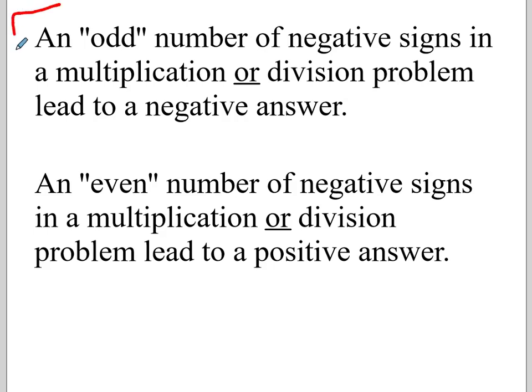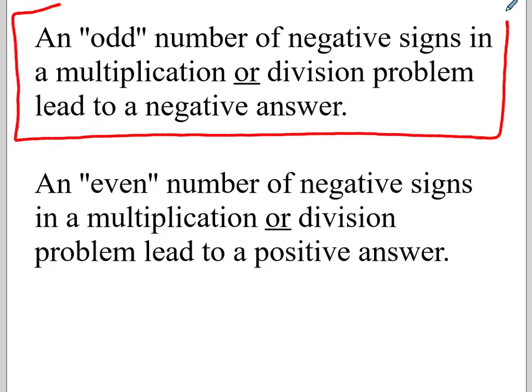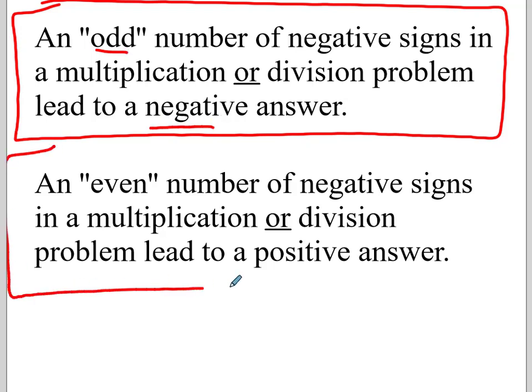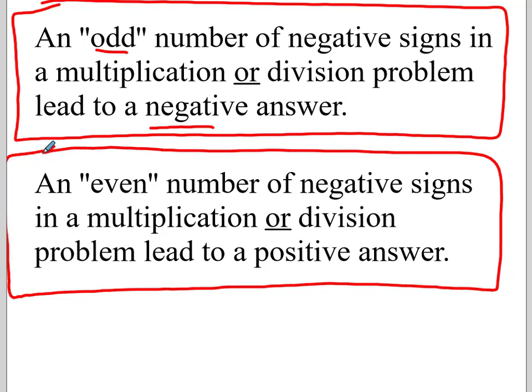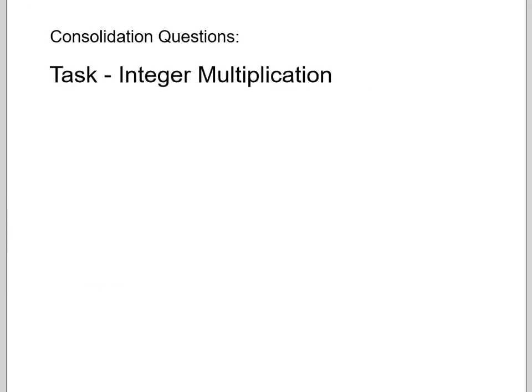I've summarized it here, and I didn't put the big red box around it that I normally would. An odd number of negative signs in a multiplication or division problem leads to a negative answer. An even number of negative signs in a multiplication or division problem leads to a positive answer, so even goes with positive. We'll stop there. If you try the task, integer multiplication, you can put some of those skills to work, and let's see how you do. Thanks for tuning in.